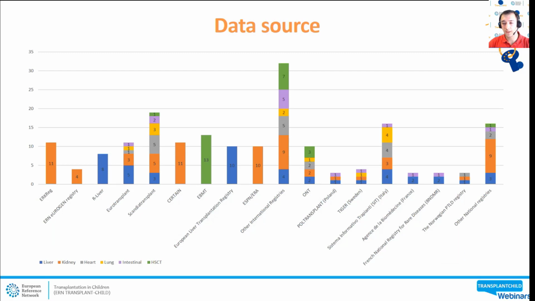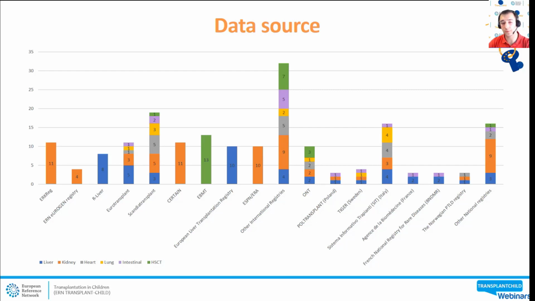This figure shows the number of transplantation programs that report to each registry. So it was built with the data we have collected so far. As I said, we are still missing some transplantation programs, so please make sure that you fill it in. And with the data we received so far, we have found that there are at least 21 different international registries and 21 national registries that are being actively used by ERN members.